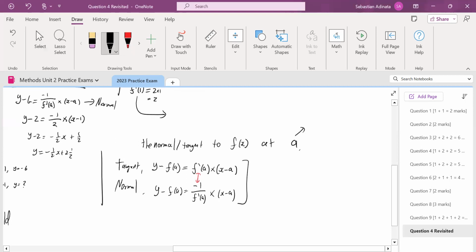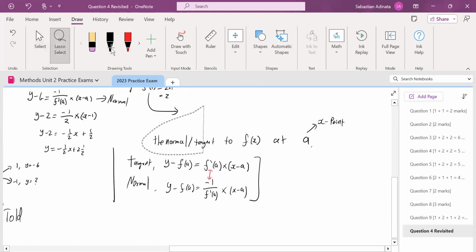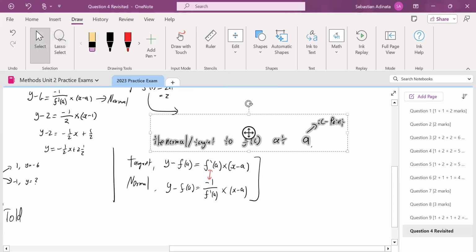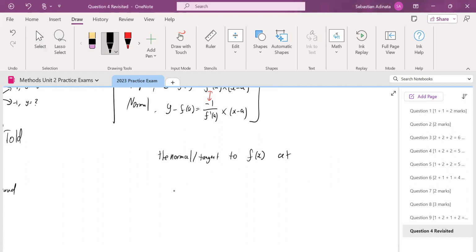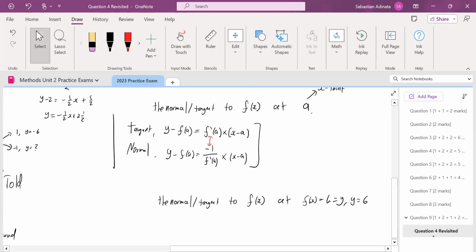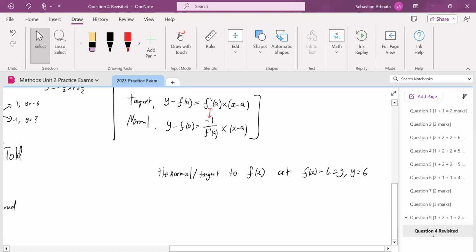Now, this is for an x point. What if they ask you to find it at a y point? Let me run you through it. At f of x equals 6, or f of x equals b. And here they might use y, so for example, at y equals 6. The way we do this is we can't. There is no formula. The only way is you have to resolve it for x. You have to find this point. So you would go f of x is equal to 6 and solve.